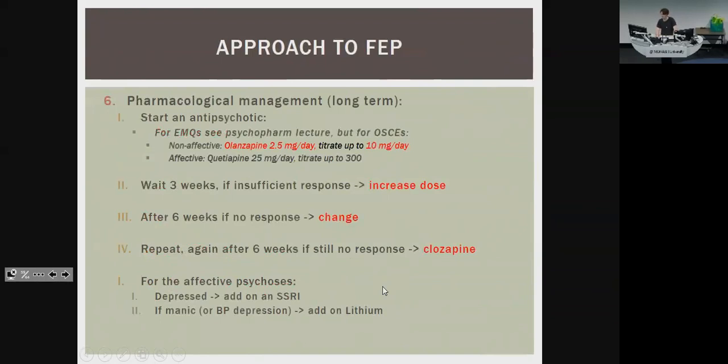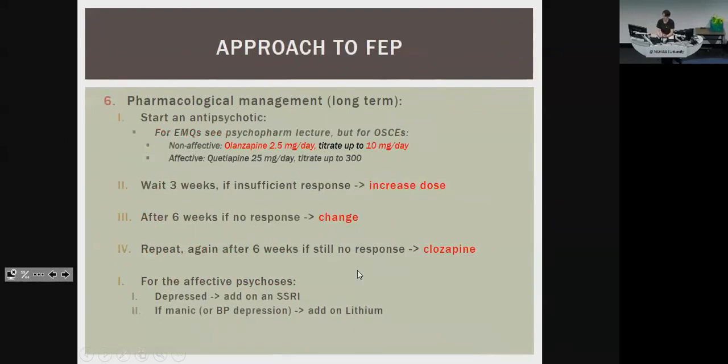Presnell loves olanzapine. 2.5 milligrams per day, titrating up to 10 milligrams as a starting dose, okay? That is providing there's no affective component to the psychosis. If, for example, they're also depressed, your best bet is to go with quetiapine, okay? So either remember olanzapine if they're not depressed, quetiapine if they are depressed, yeah?